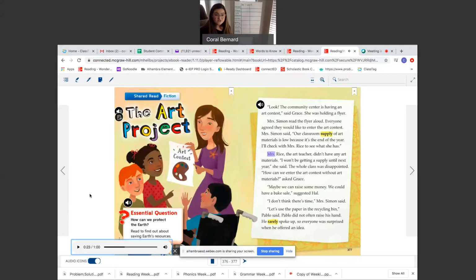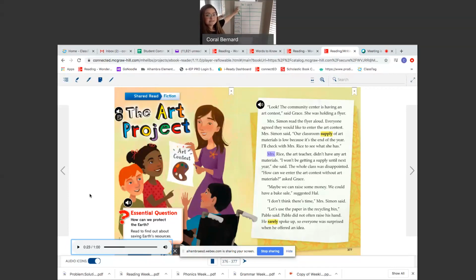So we came across our first vocabulary word, and it is supply. So let me think about the word supply, and I'll read the sentence that has that word. Our classroom supply of art materials is low because it's the end of the year. If I'm thinking of a supply of art materials, I'm thinking about all of the art materials that I have to use. So it's kind of like my collection of art materials. So a supply is a collection of something, a collection of materials.